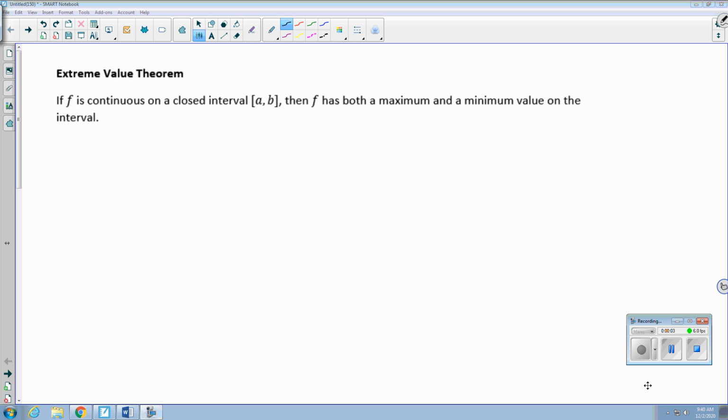Extreme value theorem. If f is continuous on a closed interval from a to b, then f has both a maximum and a minimum value on the interval. So recall that extreme values are locations where we have maxes and mins. So if we know that f is continuous along a closed interval, then we're guaranteed that the function takes on both a maximum and a minimum value, at least one of each. It could be more than one.